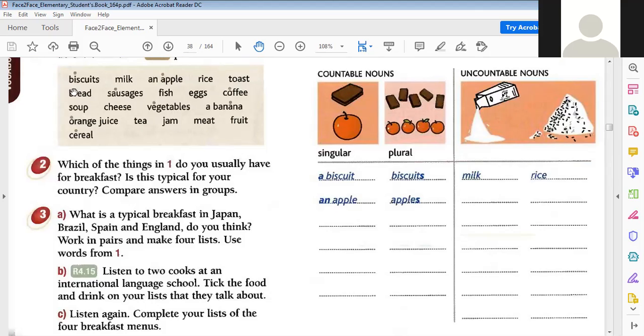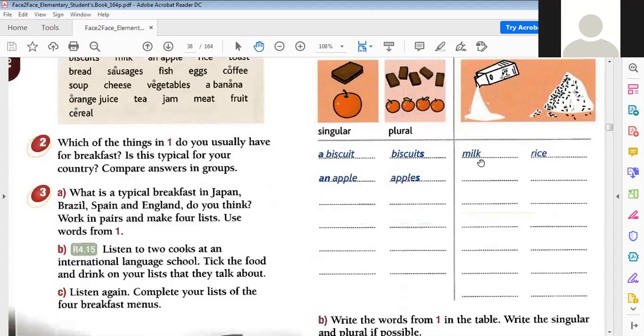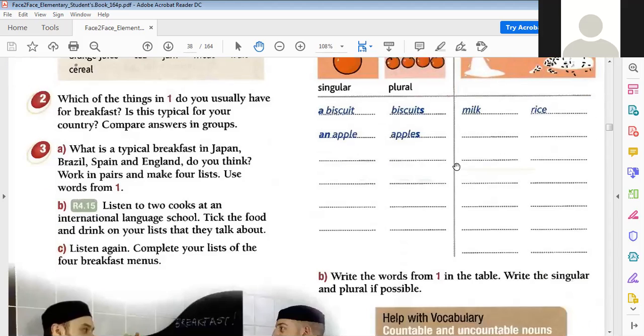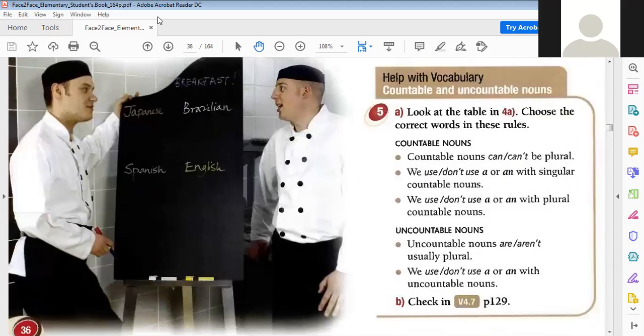The rest of the items are uncountable. So milk is uncountable, rice is uncountable, toast, bread, fish, coffee, soup, cheese, tea, jam, meat, fruit, and cereal. All of these words are of course uncountable. So with uncountable nouns, you cannot use a or an. So we talked about the rules.